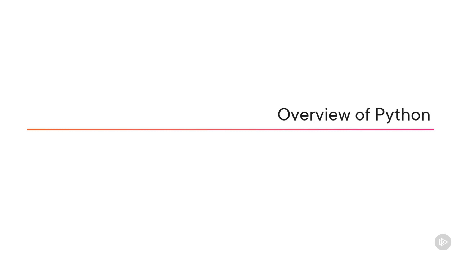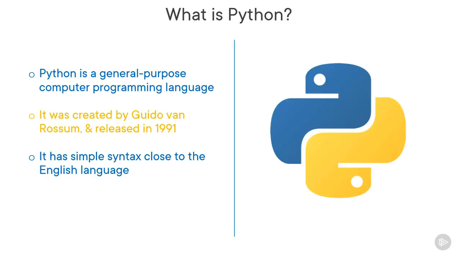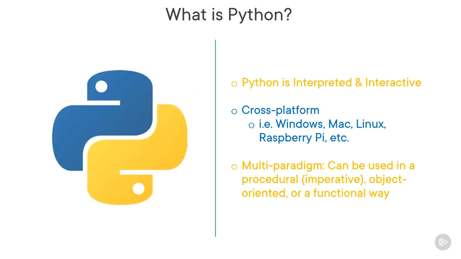Now, let me give you an overview of Python. So Python is a general purpose programming language. So there's many uses for it. It's very flexible. It was created in 1991 by Guido van Rossum, and he now works for Microsoft. It has a very simple syntax that's actually close to the English language, which makes it easy to read and easy to code in. Python is interpreted and it's interactive.